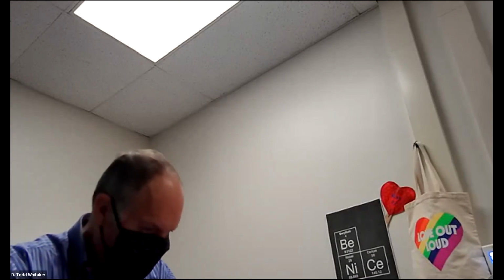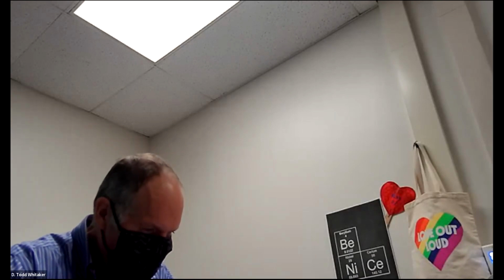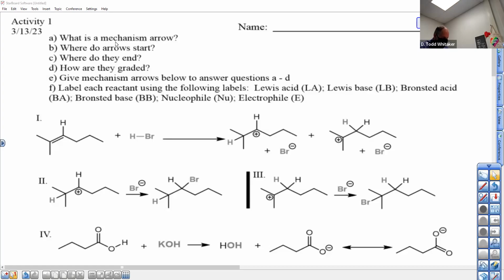Ladies and gentlemen, the day has finally arrived. It is our introduction to mechanisms today. We're going to start with a basic exercise. We're going to put mechanism arrows down. We don't know what those are yet. Some of us might. Need a pen that I can write with. I like my arrows in red. You do not have to use red.